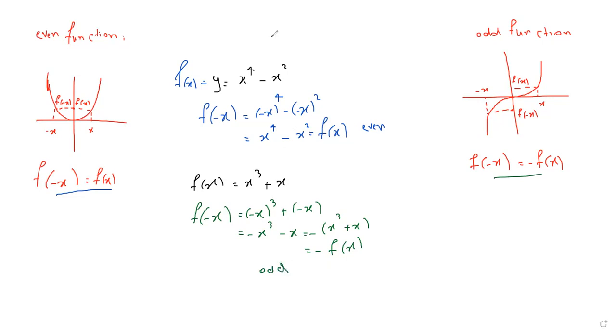I'm gonna do another example. Let's say f of x equals x power 2 minus x. Again, to do that, I'm going to find f of negative x. Whenever I see x, I put negative x instead.